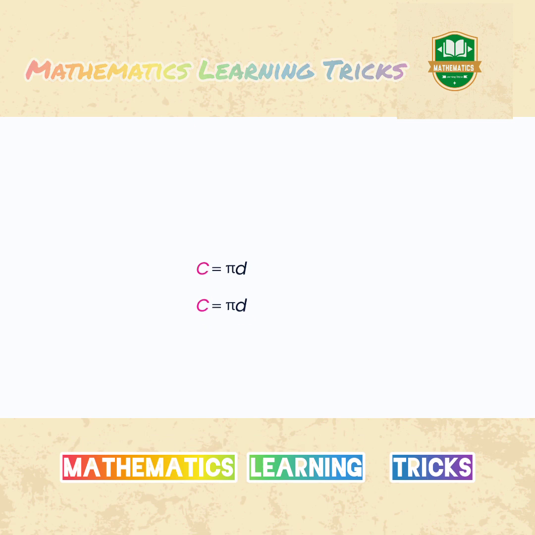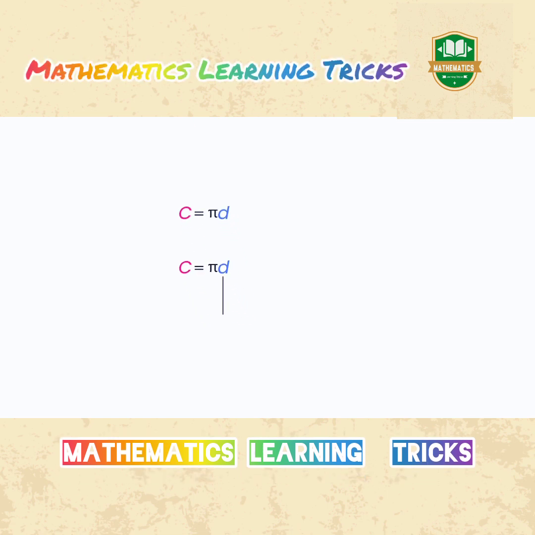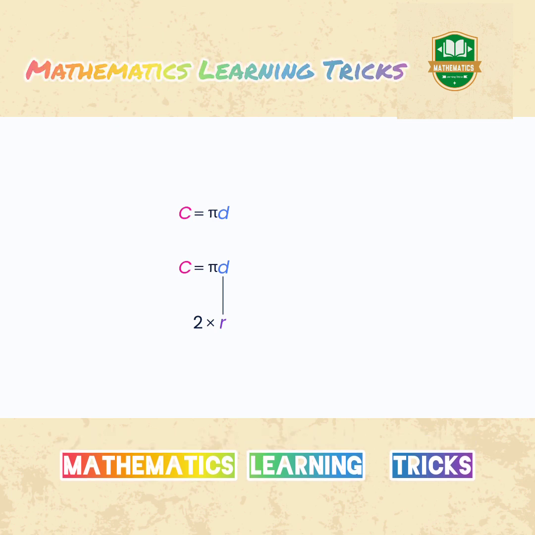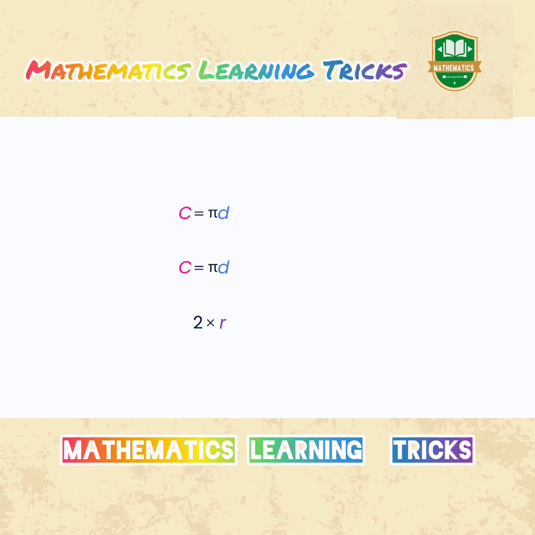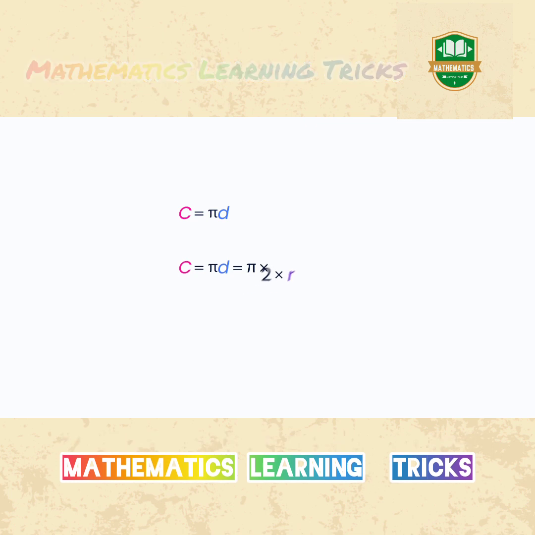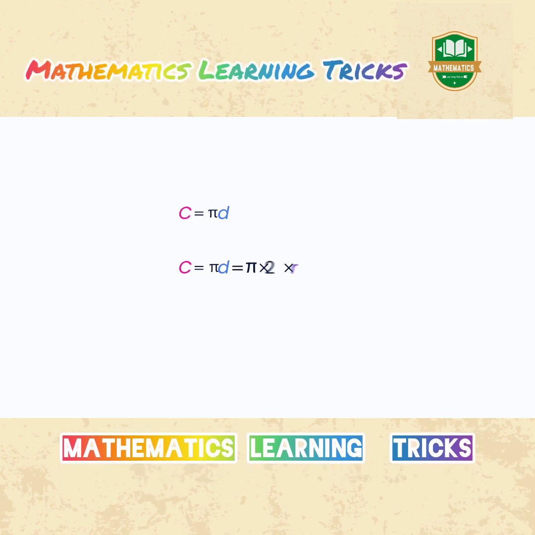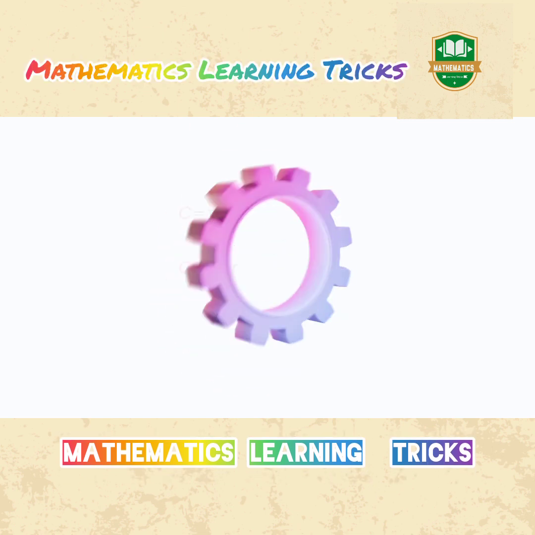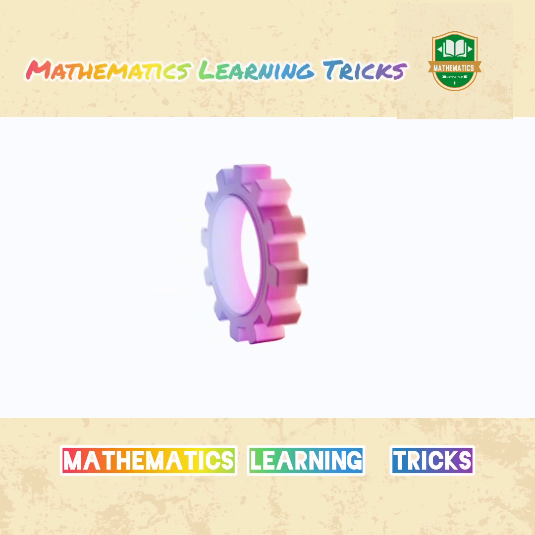The diameter, d, equals the radius, r, times 2. So the formula for the circumference of a circle can also be written C equals pi times 2 times r, or just 2 pi r, which explains the two formulas introduced at the beginning of the video.